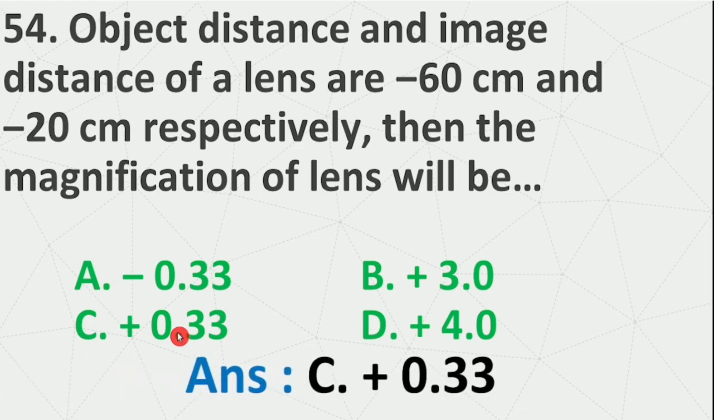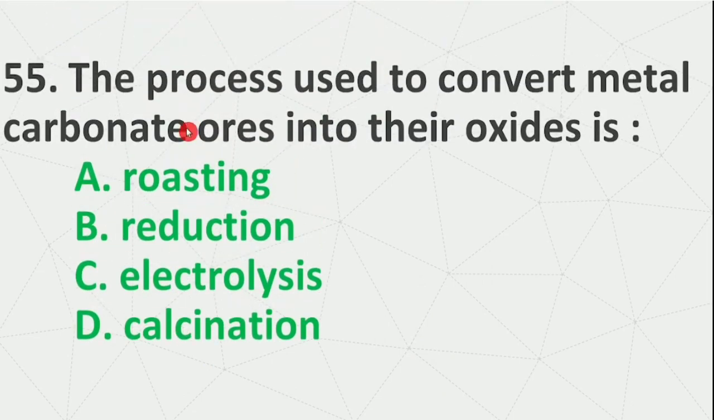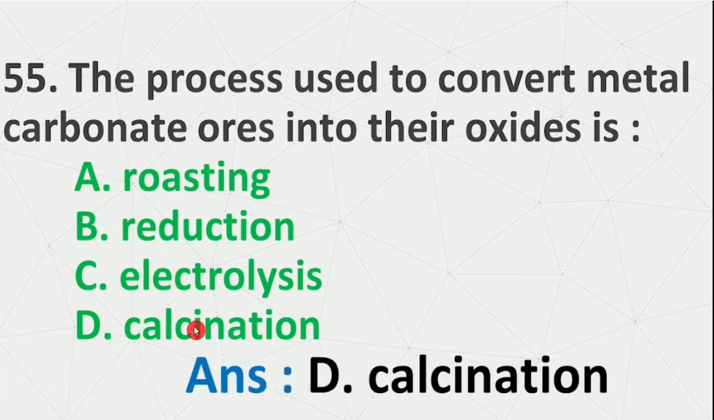Question number 55. The process used to convert metal carbonate ores into their oxides is. What process do we call to convert metal carbonate into oxides? Roasting, reduction, electrolysis and calcination. So the answer is option D. Calcination is the correct answer, because what does calcination mean? The process used to convert metal carbonate ores into their oxides is called calcination. So option D, calcination, is the correct answer.